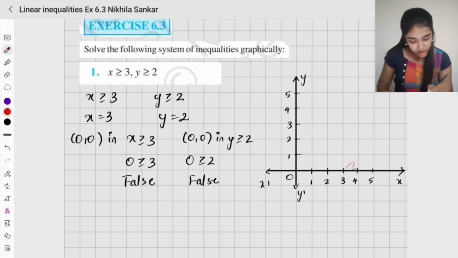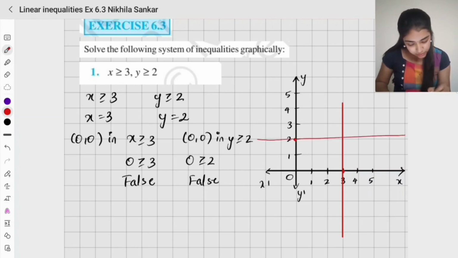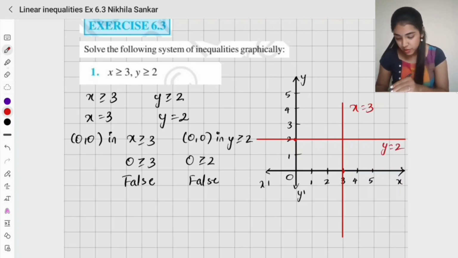So first, how is the line x is equal to 3 going to look? This is x is equal to 3. No matter what my value of y is, this line is always going to be there. Y is equal to 2 is going to be this particular point. So this is x equals 3 and this is y is equal to 2. For both, 0, 0 is not included.